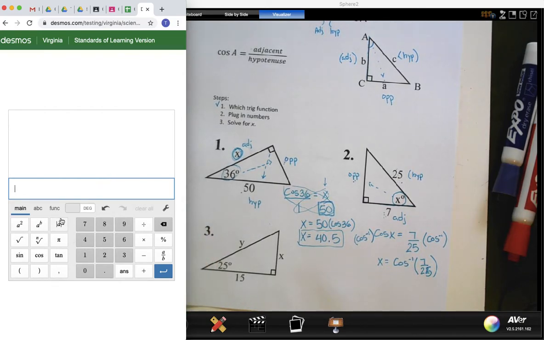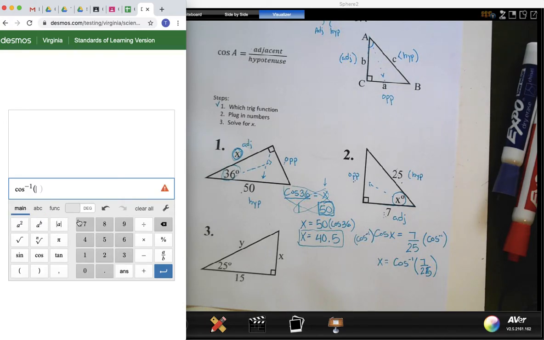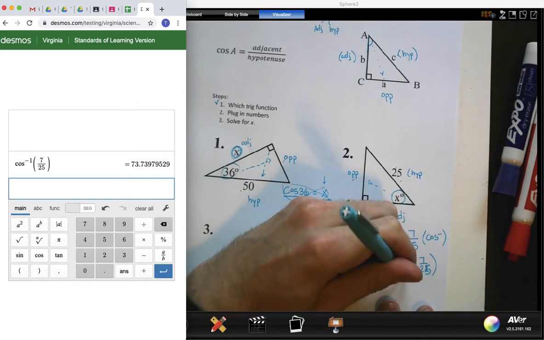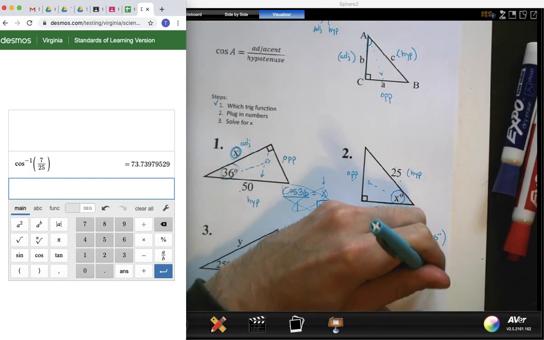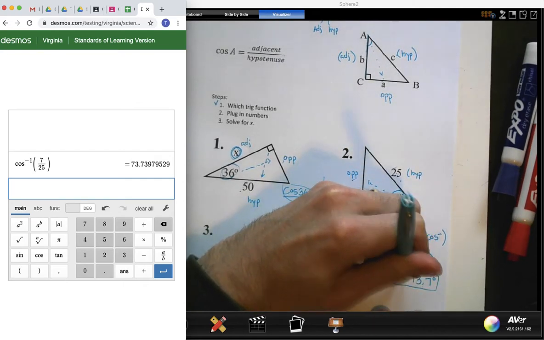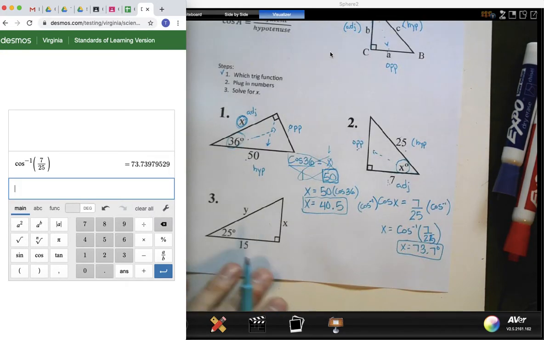And to get an inverse, what you do is you click on function, and there's the little -1. Cosine -1 exponent means cosine inverse. So I'm going to say cosine inverse. I'm going to go back to main. And I'm going to say 7 over 25 is equal to 73 point, and let's round. So we're going to say x is equal to 73.7 degrees. Okay. Remember, when you're looking for an angle, you want to use the inverse function. Okay, let's do this last one here.